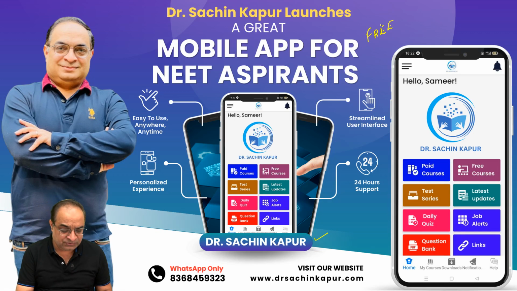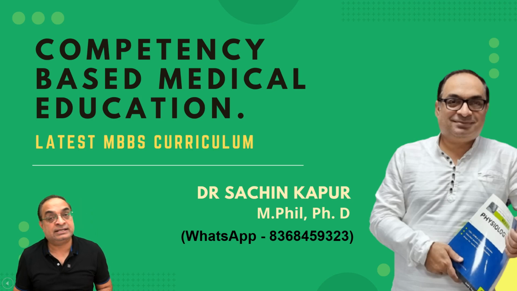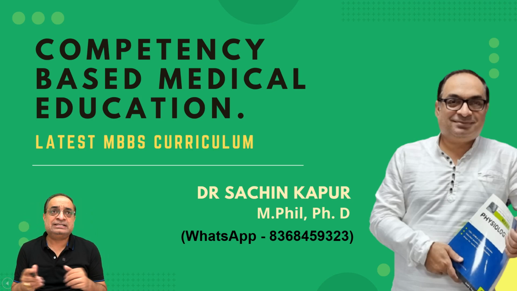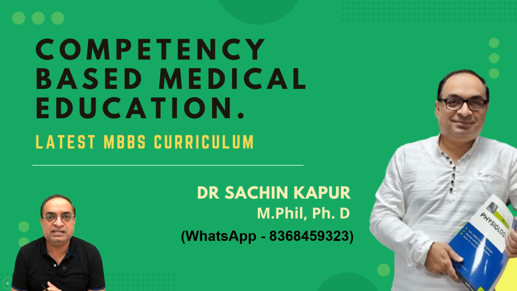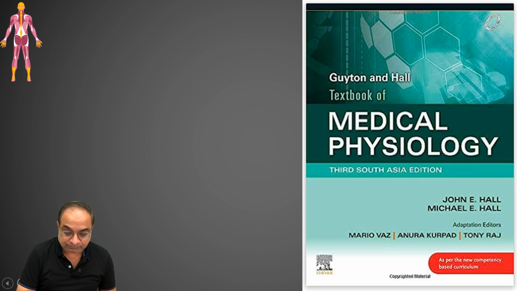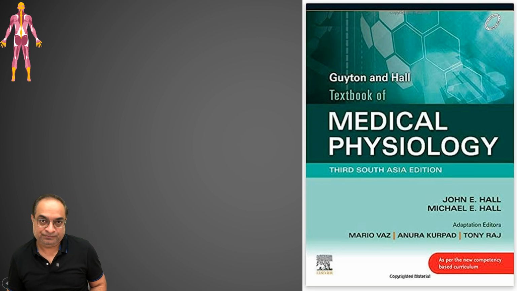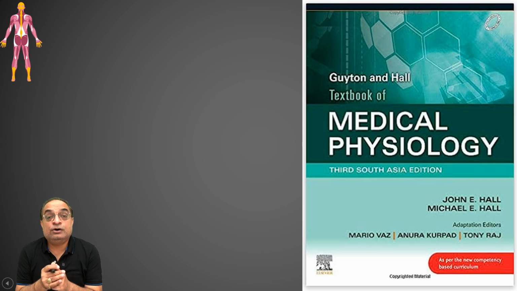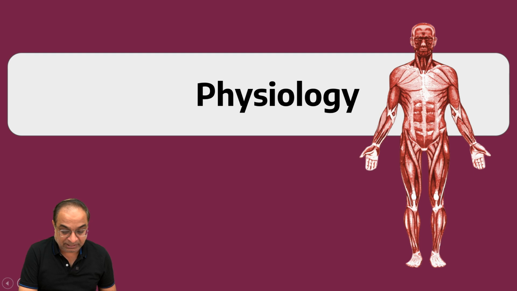You will get all the material which is related to your anatomy, physiology and biochemistry. As you know, the syllabus which Indian universities are following these days for medical studies is completely competency based. That's the latest MBBS curriculum. The book which you have to follow is Guyton and Hall Textbook of Medical Physiology, South Asian edition. Please remember, this South Asian edition has been designed keeping in mind the needs of students as per the competency based syllabus of Indian universities.